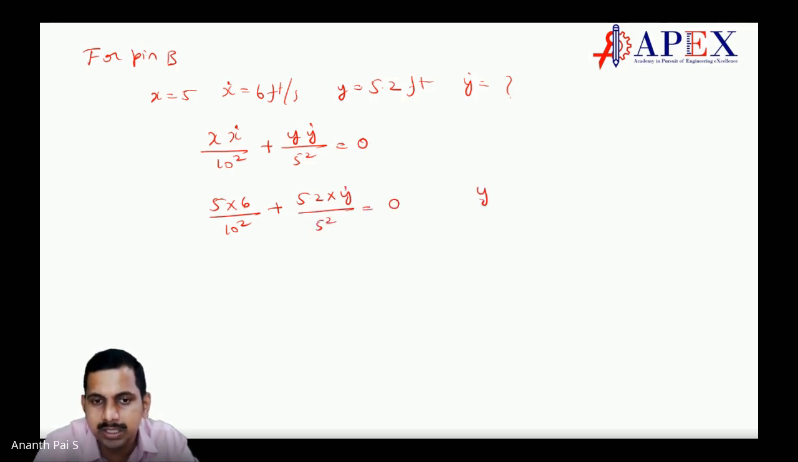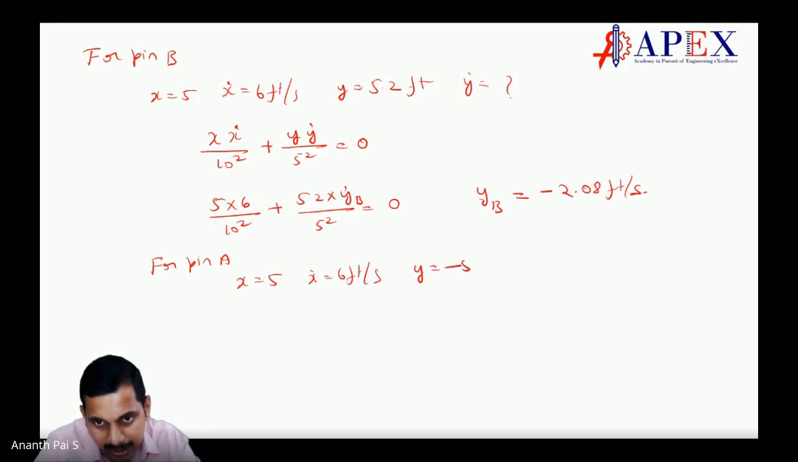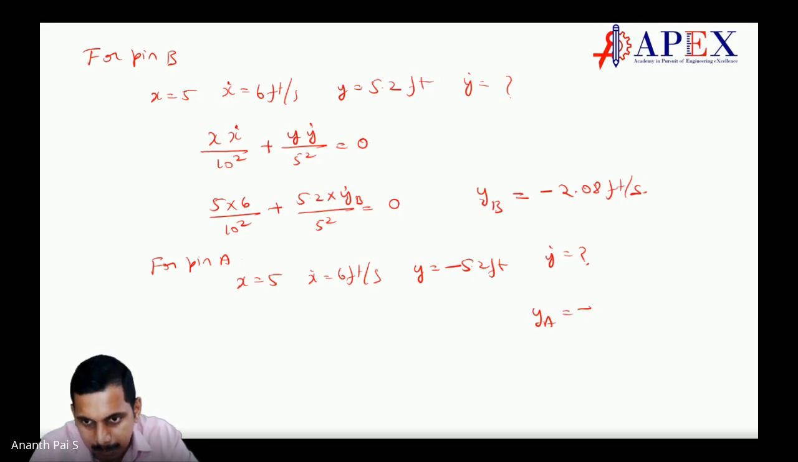So this is y dot B. You get y dot B as minus 2.08 feet per second, correct? For pin A, x is equal to 5, x dot is equal to 6 feet per second. Only difference is y is equal to minus 5.2 feet, and y dot we do not know. You substitute that, you will get y dot A as plus 2.08 feet per second. Correct?